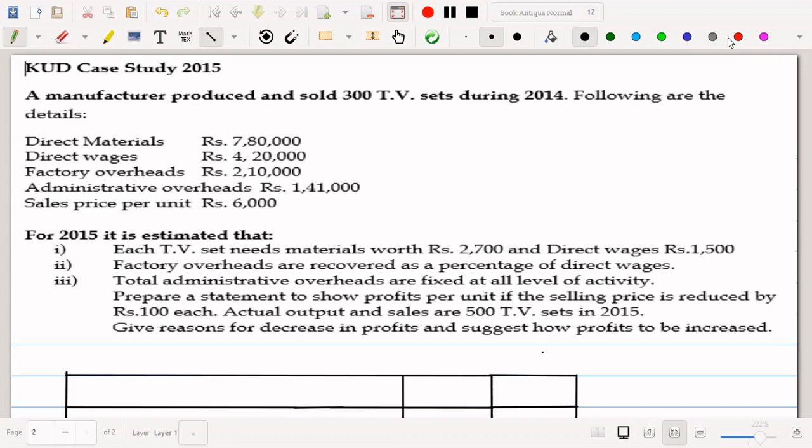So this information is regarding 2014, and in 2014, 300 TV sets were produced and sold. So there is no variation in production and sales. There is no closing stock and opening stock as such. 300 units were produced and 300 units were sold during 2014, and this is the information regarding 2014.